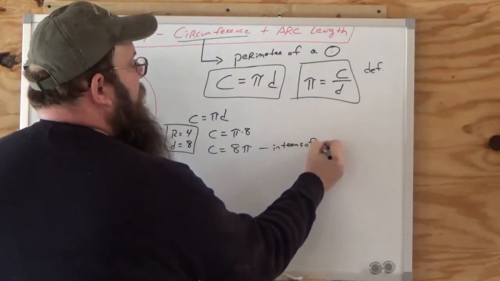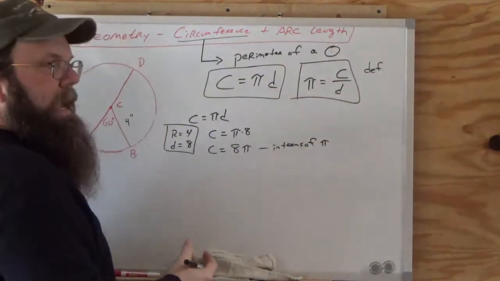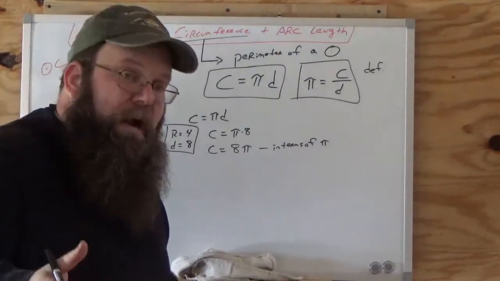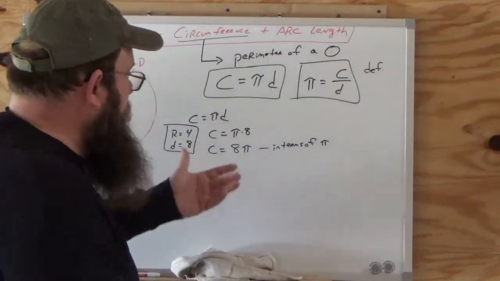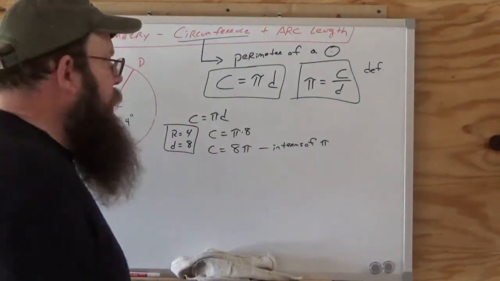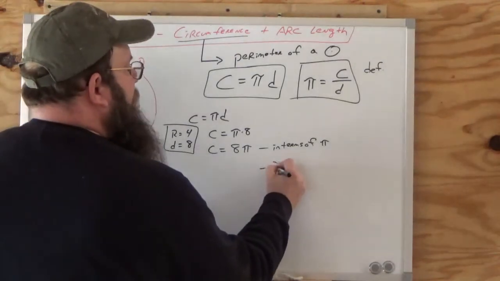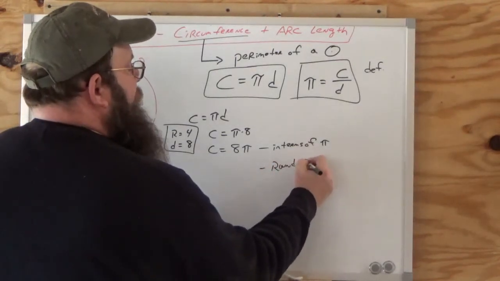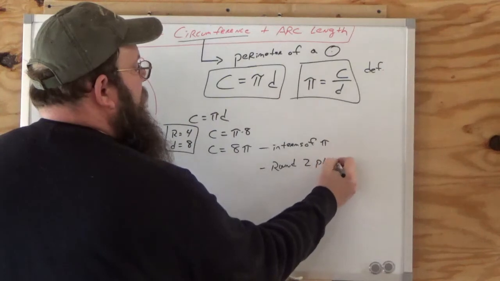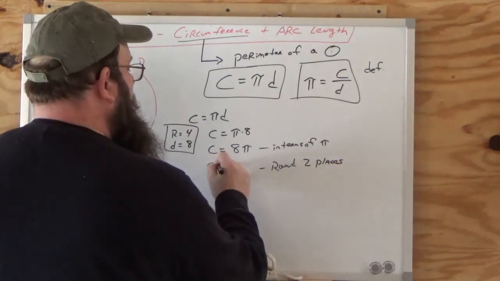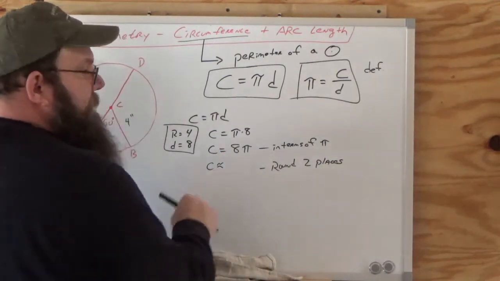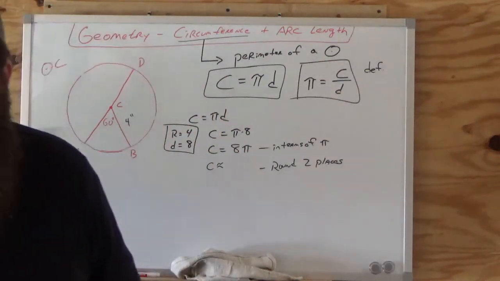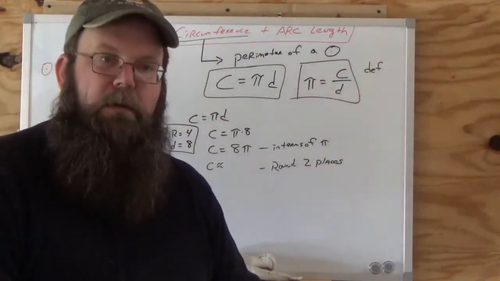What's the difference here? Sometimes you'll be asked to leave in terms of pi. If you're asked to leave the problem in terms of pi, boom, you're done. 8 pi. What if it says round off? We're going to round to 2 places. Well, now we get the approximate symbol, the double squiggle. Okay, 8 pi.